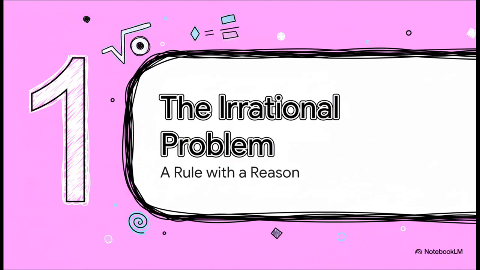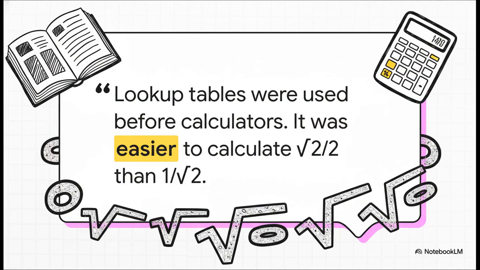This whole process, this thing we have to do, it has a name. It's called rationalizing the denominator. And the original reason for it is, well, it's a pretty cool peek into a world before we had calculators in our pockets. This comment from a Reddit user really hits the nail on the head.